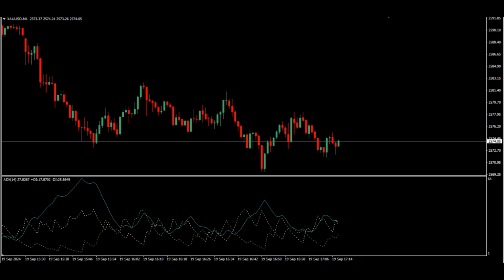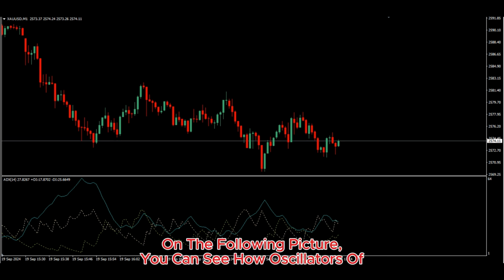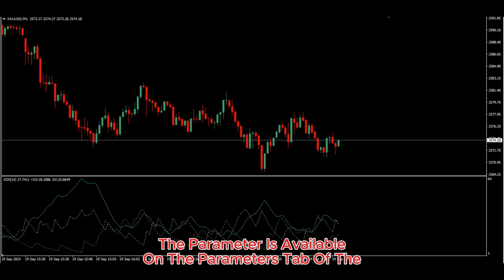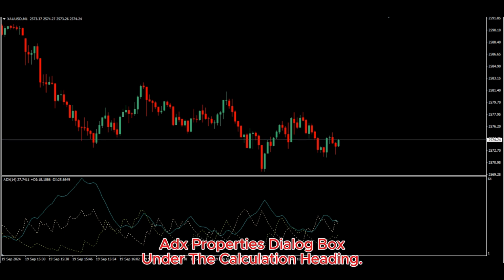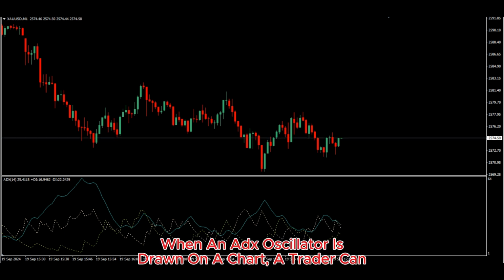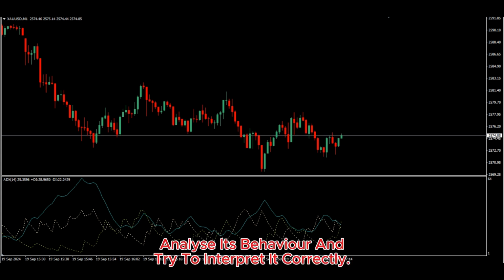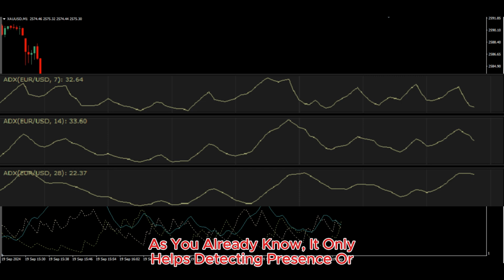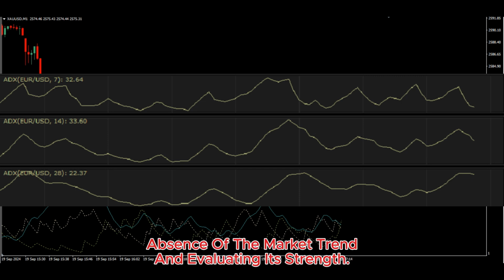On the following picture, you can see how oscillators of different number of periods parameter values look like on a chart. The parameter is available on the Parameters tab of the ADX Properties dialog box under the Calculation heading. When an ADX oscillator is drawn on a chart, a trader can analyze its behavior and try to interpret it correctly. As it is, ADX produces no trading signals. As you already know, it only helps detecting presence or absence of the market trend and evaluating its strength.